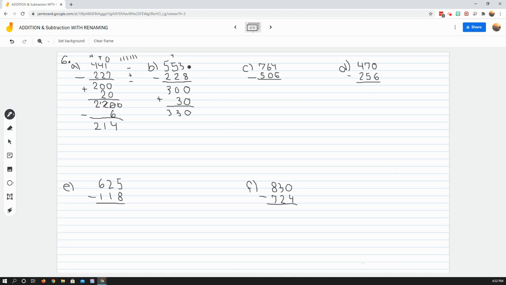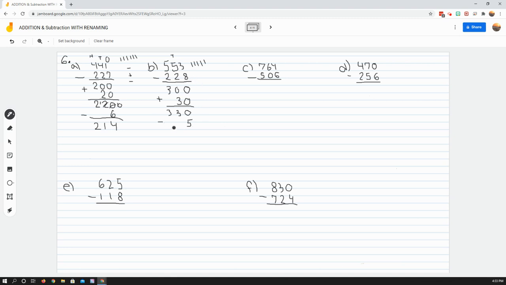So 3, and I have to take away 8. Obviously, I can't because I don't have enough. But let's think. If I have 3, how much do I need in order to get to 8? 3, 4, 5, 6, 7, 8. I'm going to need 1, 2, 3, 4, 5. I'm going to need 5 digits in order to get to 8.